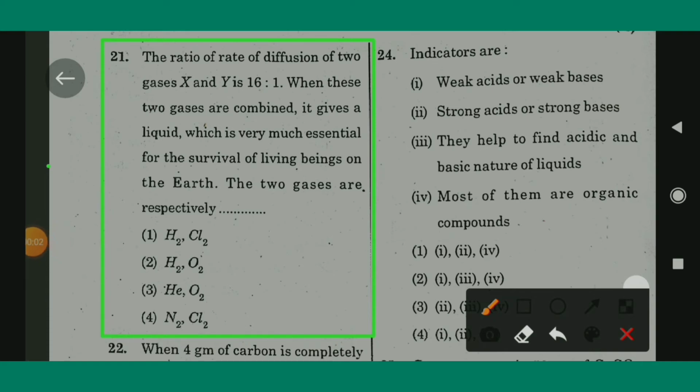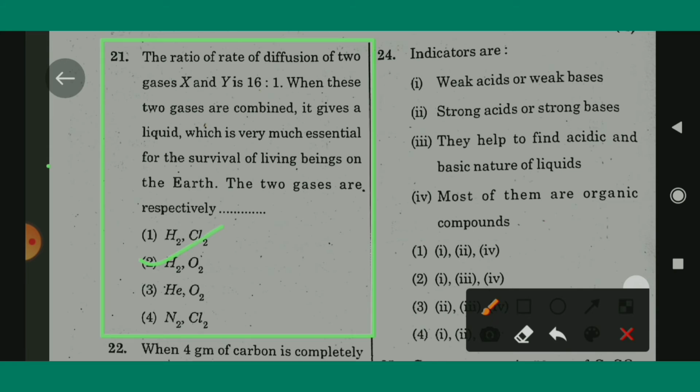Next bit: the ratio of rate of diffusion of two gases X and Y is 16:1. When these two gases are combined, it gives a liquid which is very much essential for the survival of living beings on the earth. The two gases are respectively? So this is the clear bit, and the answer is hydrogen and oxygen. So the second option, hydrogen and oxygen, is the correct answer.